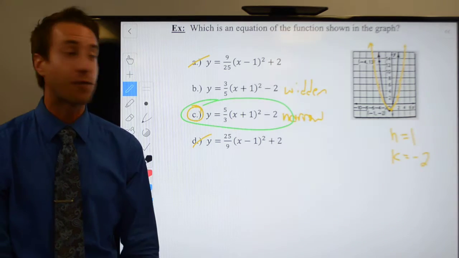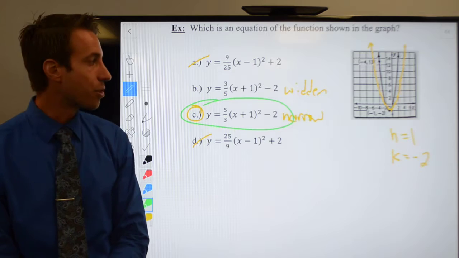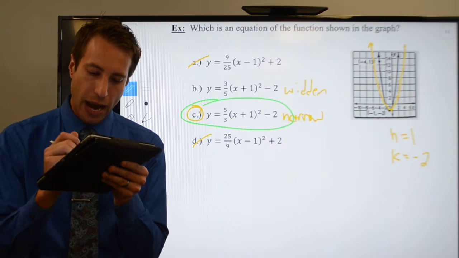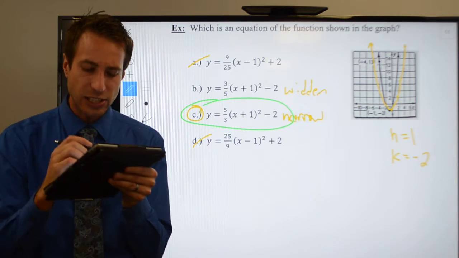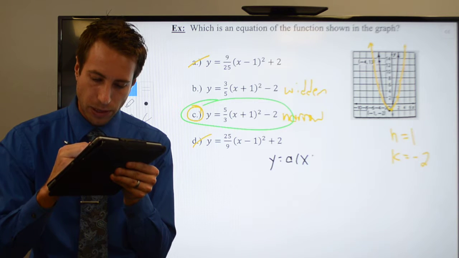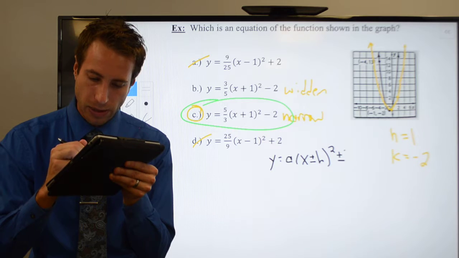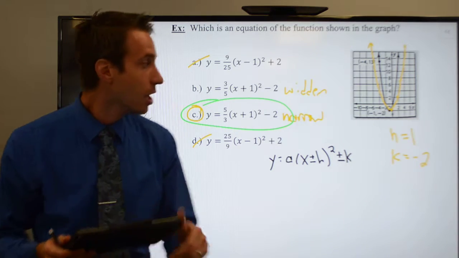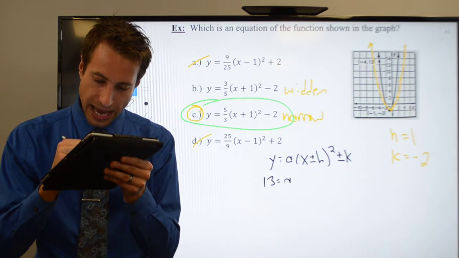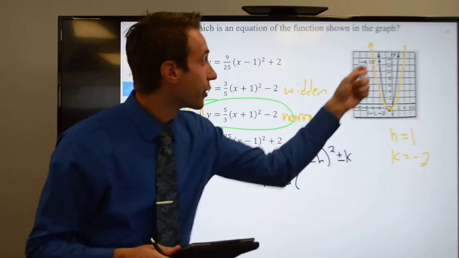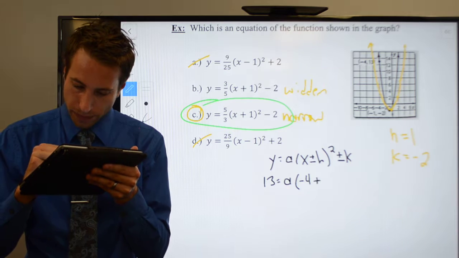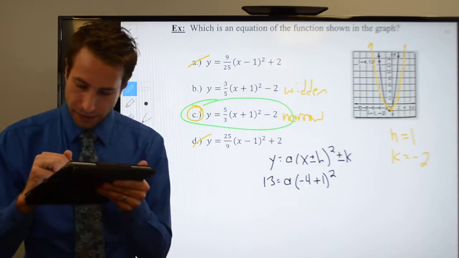Now, I can confirm that by doing all of the algebra that we did above, and feel free to do it. You know what, let's do it. Let's do the algebra. We might as well do another one. It's y equals a times (x plus or minus h) squared plus or minus k. It's easy enough to do. Let's see, my y value is 13. A, I don't know. My x value is -4. My h is a positive 1. And my k is a negative 2.